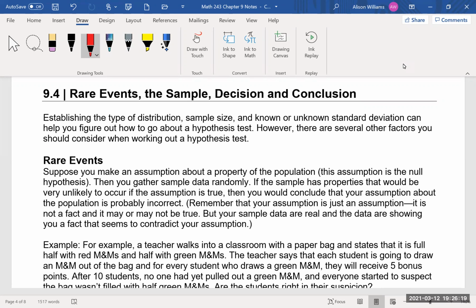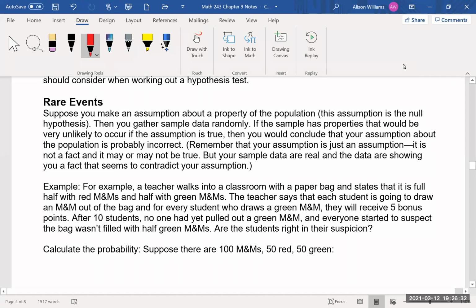It is possible that a rare event can occur, but because it's rare, you should be skeptical when it does. Let me give you an example. A teacher walks into a classroom with a paper bag and states that it's half full of red M&Ms and half green M&Ms. The teacher says that each student is going to draw out an M&M, and for every student who draws a green M&M, they will receive 5 bonus points. After 10 students, no one has yet pulled out a green M&M, and everyone starts to suspect the bag wasn't filled with half green M&Ms. Are they right in their suspicion?